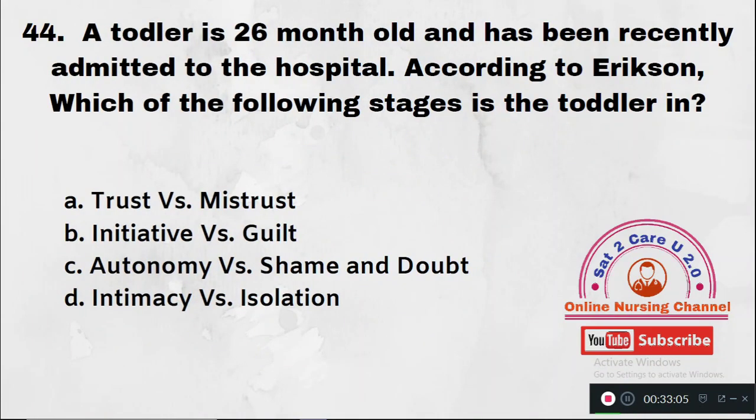A toddler is 26-month-old and has been recently admitted to the hospital. According to Erickson's, which of the following stages is the toddler in? Option A, trust versus mistrust. B, initiative versus guilt. C, autonomy versus shame and doubt. Option D, intimacy versus isolation. So the toddler should have the Erickson's autonomy versus shame and doubt stage.